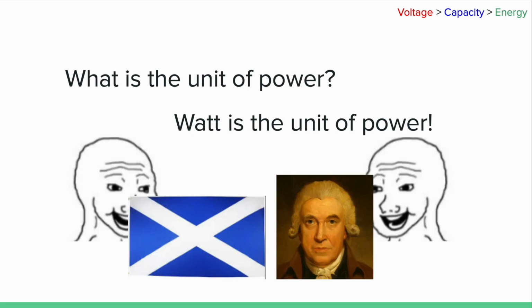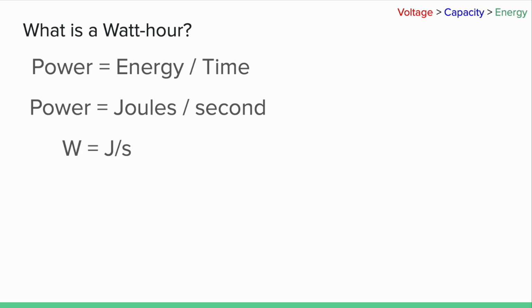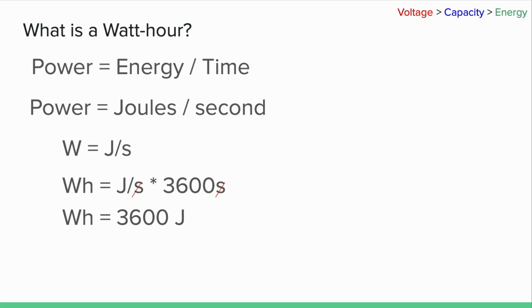Watt, the unit of power, is named after some Scottish guy, and power is how much energy you can deliver per unit of time, or joules per second. This means 1 watt is 1 joule per second. A watt hour is just 1 watt times 1 hour. An hour is 3,600 seconds, therefore a watt hour is 3,600 joules.